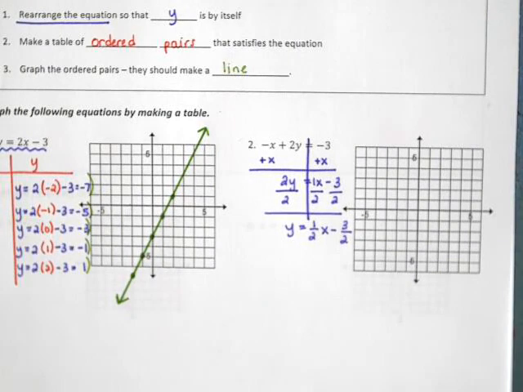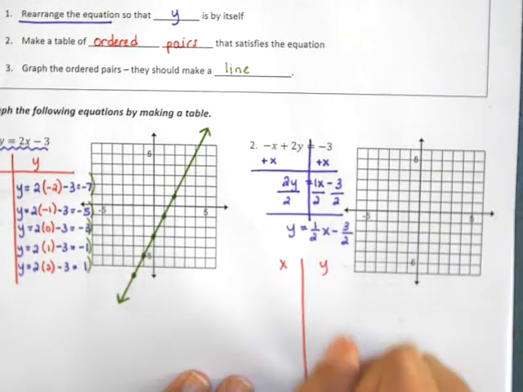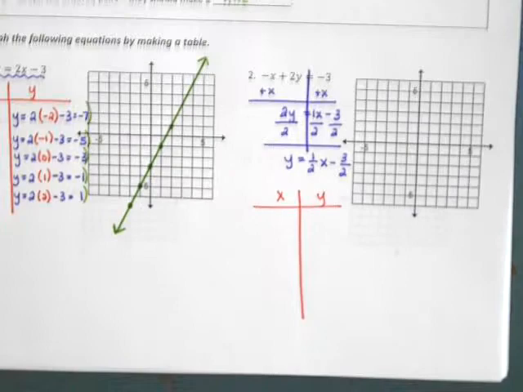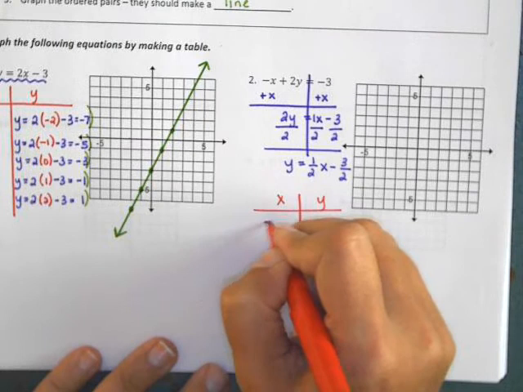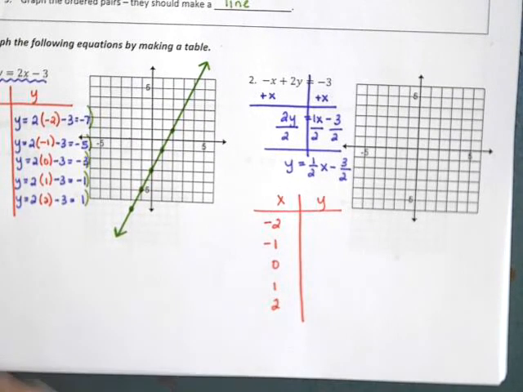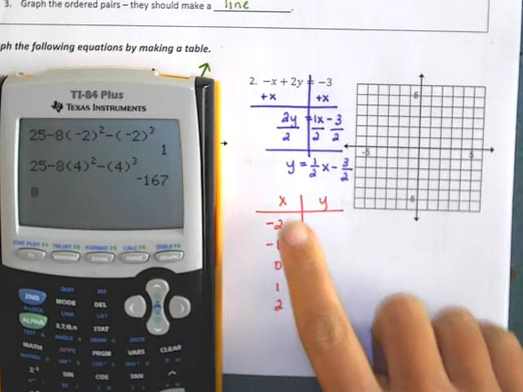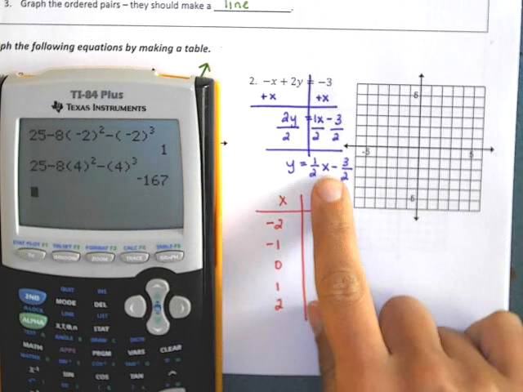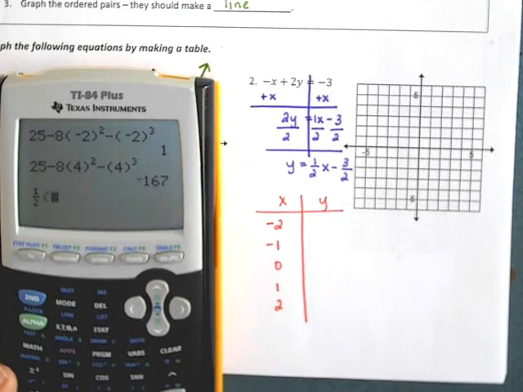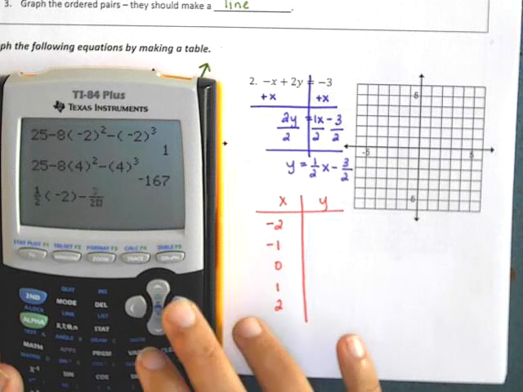Now we're going to make a list of ordered pairs, so x and y. For the x's, I usually just pick -2, -1, 0, 1, and 2. And again, I'm just plugging these in. So let me show you on my calculator what's happening here. I'm going to take a -2 and plug it in instead of the x. So I'm going to type in y equals 1/2 times (-2) minus 3/2.